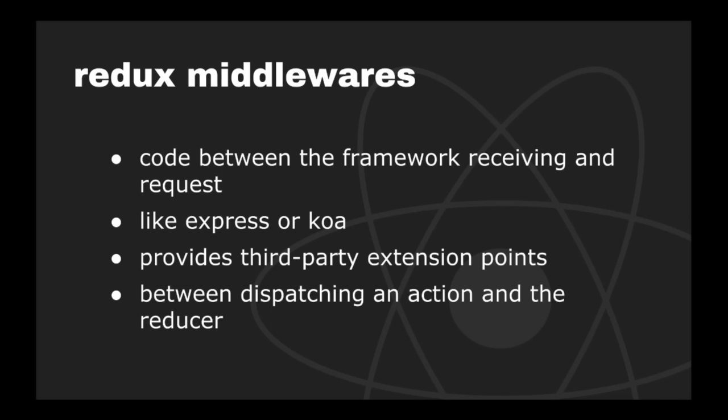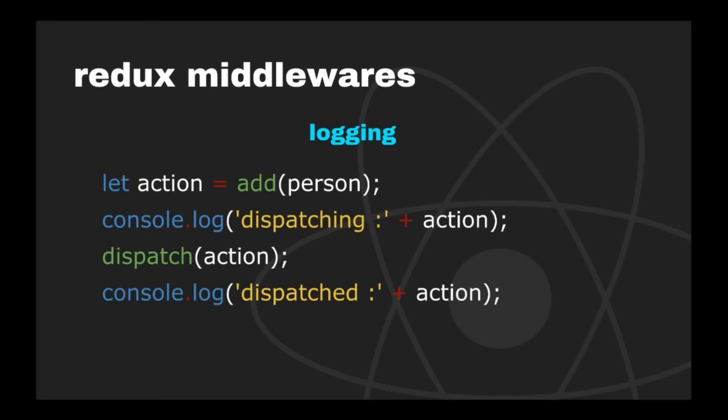But it works a little bit different because, as well as on Express and Koa, it provides third-party extension points. So we are going to be able to inject functionality into Redux that Redux doesn't provide out of the box. And we are going to inject this functionality between dispatching an action and contacting the reducer. So mainly that's where our middleware is going to interact. So let's look at an example.